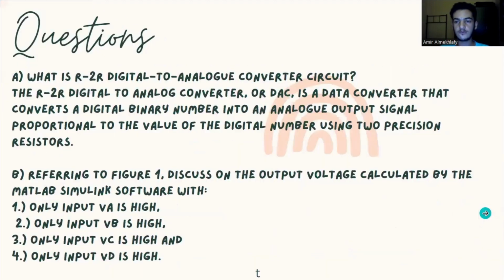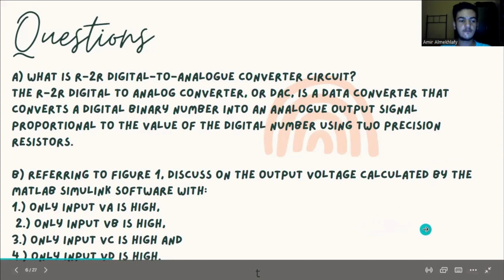So for the questions, question A: what is an R-2R digital to analog converter circuit? The R-2R digital to analog converter, or DAC, is a data converter that converts a digital binary number into an analog output signal proportional to the value of the digital number using 2 precision resistors.